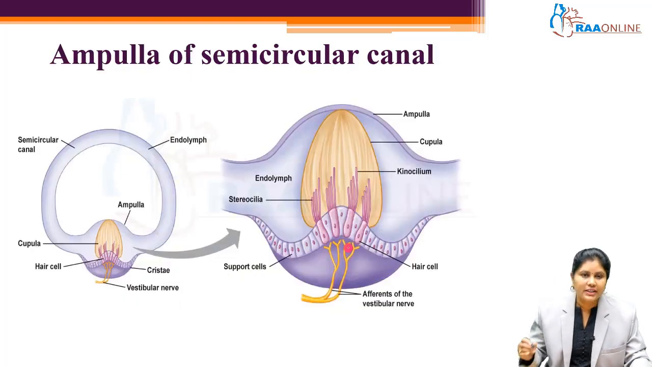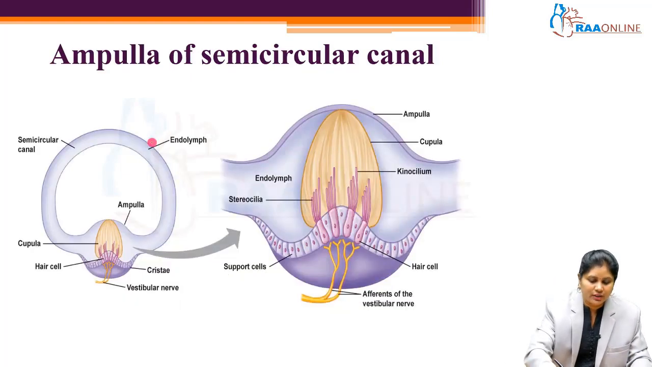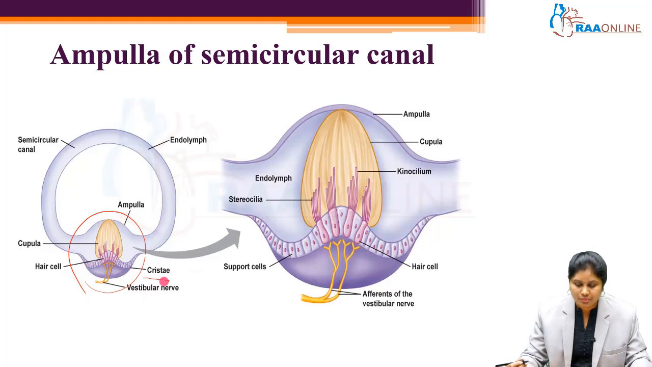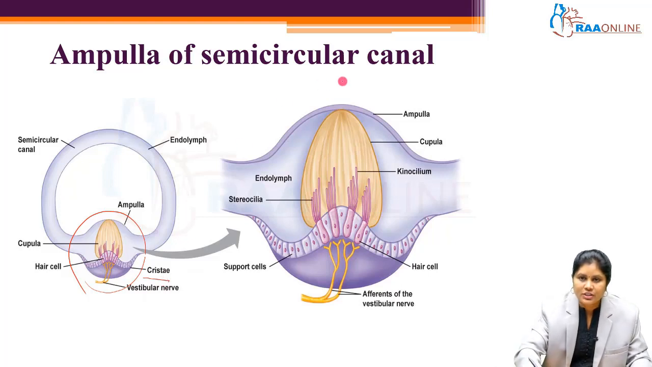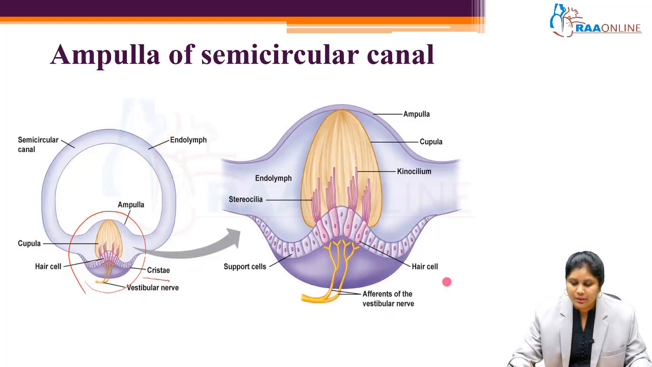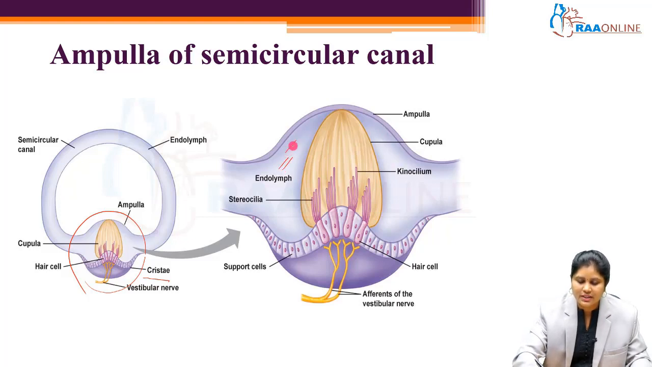If you can see here, this is one semicircular canal, the headphone shaped canal, and in the beginning it has an enlargement, a dilated end, and this is called the ampulla. One end of the ampulla has an elevated or projected ridge, and this is called the crista. You can see the enlarged picture of the ampulla, which is filled with endolymph here.